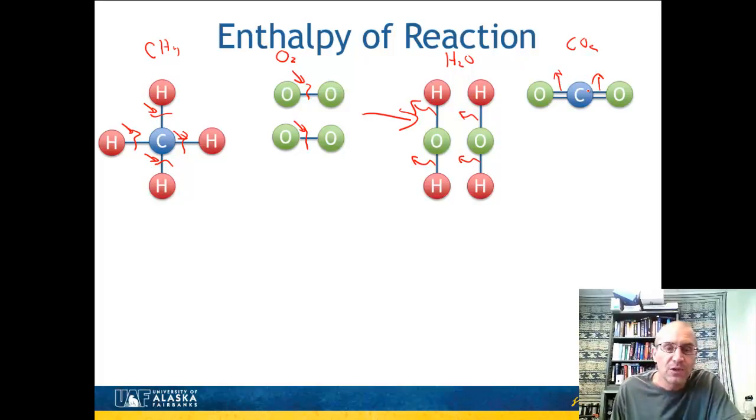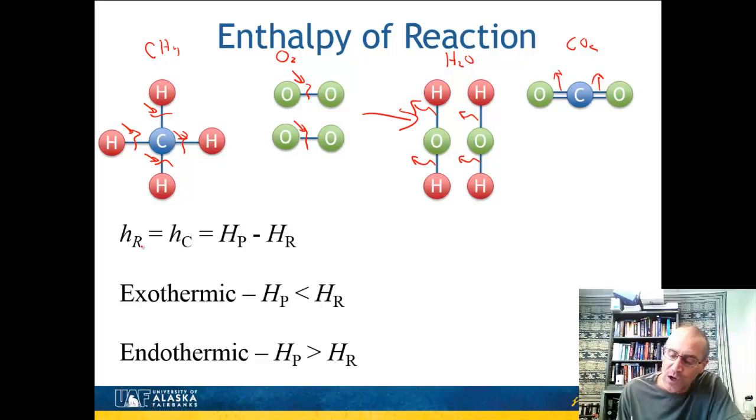And so the enthalpy of reaction is going to be the difference between the energy I have to put in to break the bonds minus the energy given off when I form the bonds. When we talk about the enthalpy of reaction, the book uses the symbol H sub R, and these are combustion processes, so it also uses the symbol H sub C.